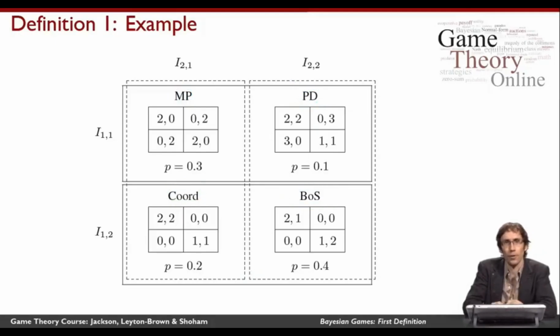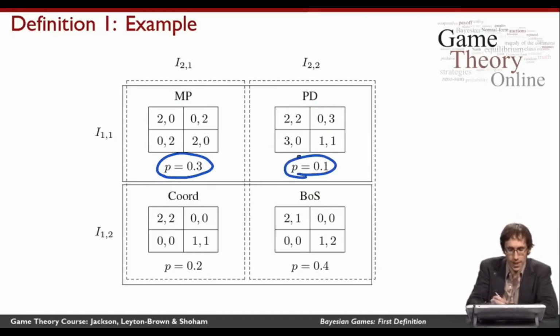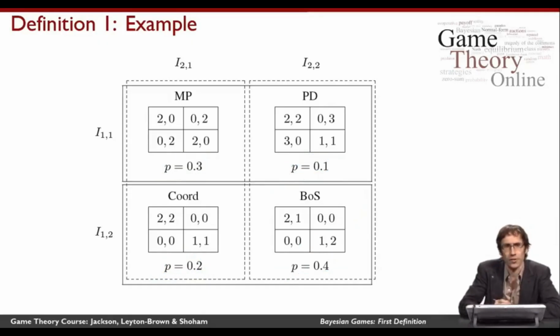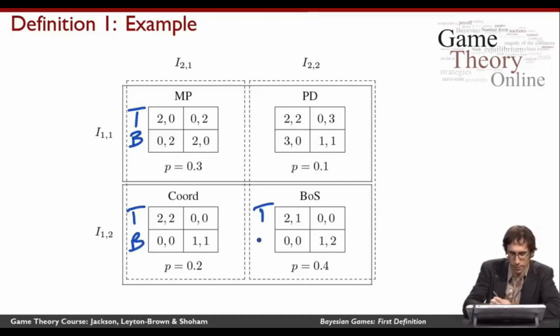And we have a common prior over the games. So there's a 30% chance that the game that the players will in fact be playing is matching pennies. There's a 10% chance that they will in fact be playing prisoner's dilemma, 20% chance of coordination, and a 40% chance of battle of the sexes. Now, I haven't marked the actions in these games, but our assumption is that they have to be the same. So let's say player 1 has 2 choices, top or bottom. He gets to choose the top or bottom action, and it's the same in every game. And likewise, player 2 can choose left or right, and he gets the left or right action in each game.